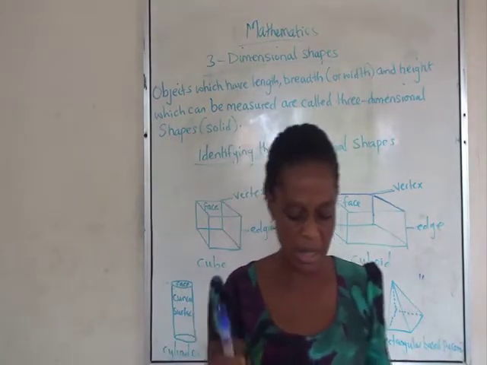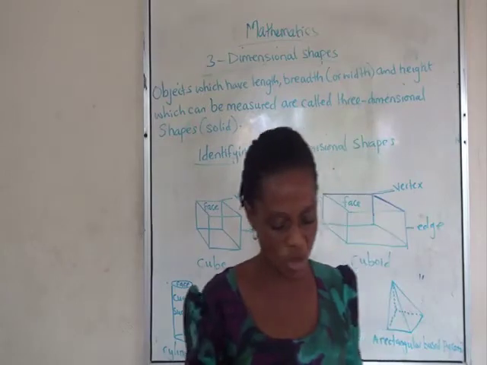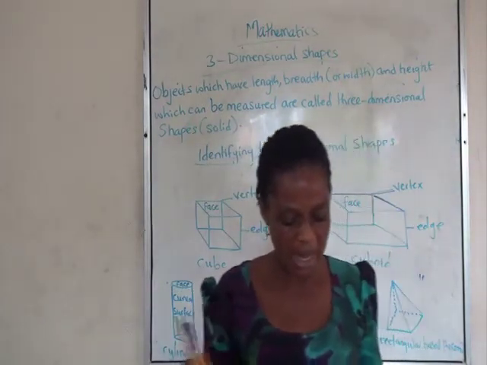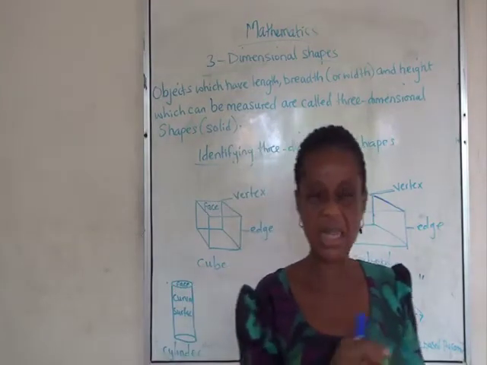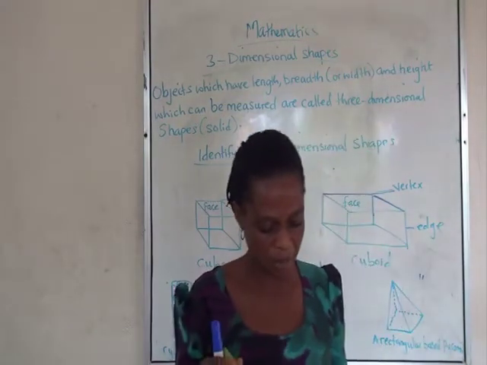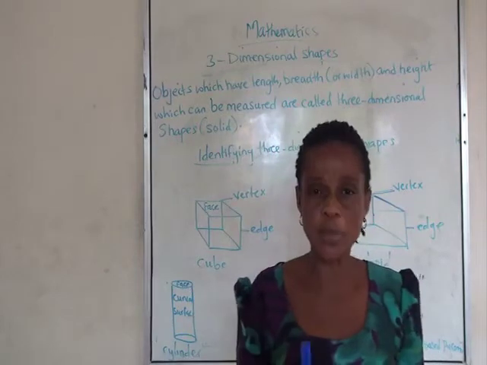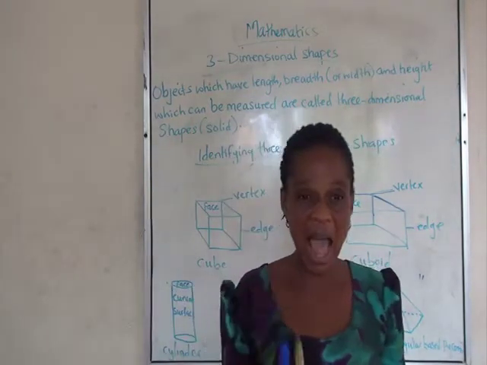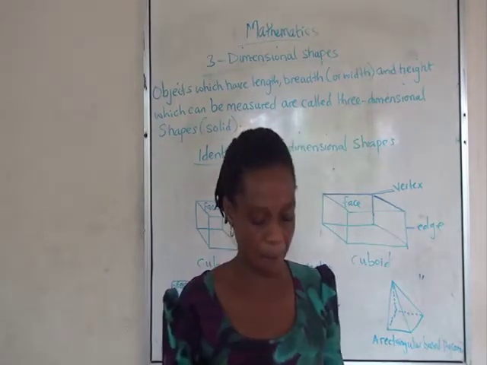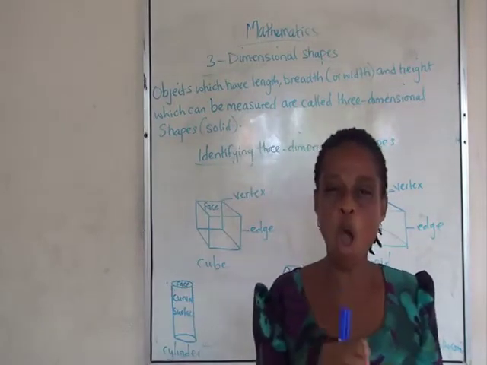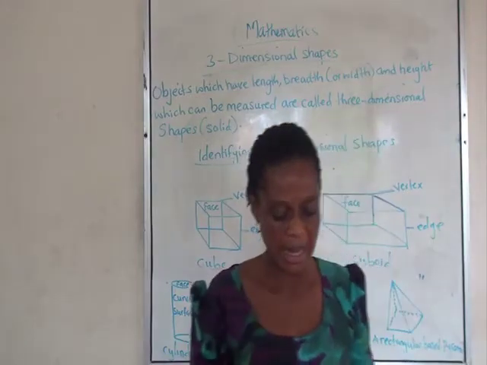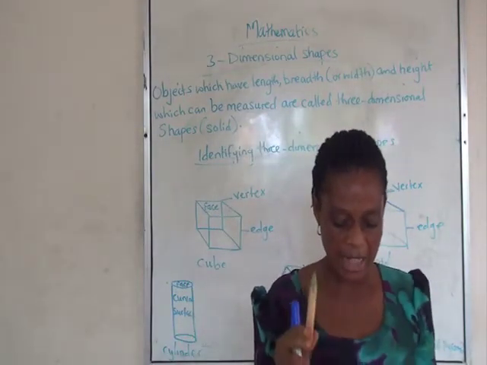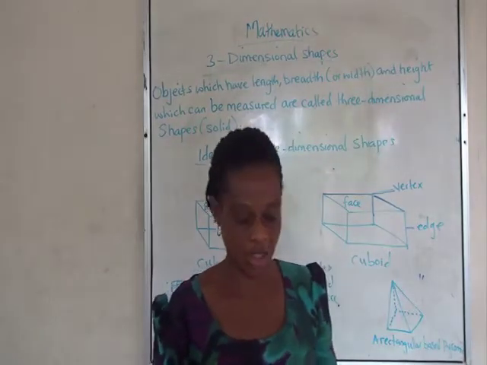What are the properties of the cone? Let me repeat myself. It has one vertex. It has one curved surface. It has a circular flat face, and it has a circular edge.